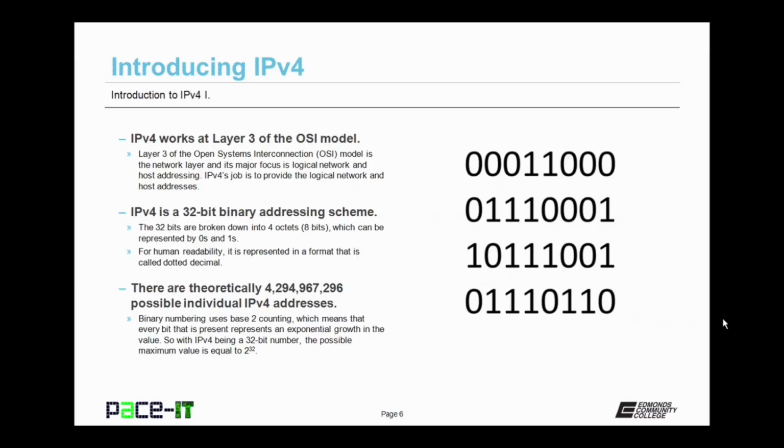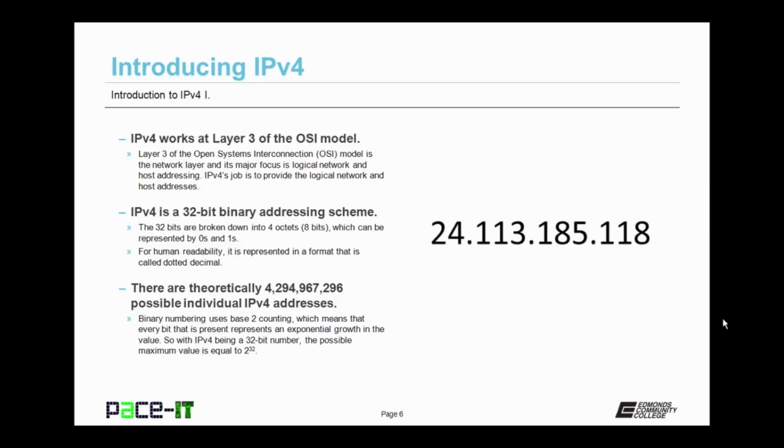IPv4 is a 32-bit binary addressing scheme. The 32 bits are broken down into 4 octets, which can be represented by zeros and ones. Of course, that's what binary is. For human readability, it is represented in a format that is called dotted decimal. There are theoretically 4,294,967,296 possible individual IPv4 addresses.